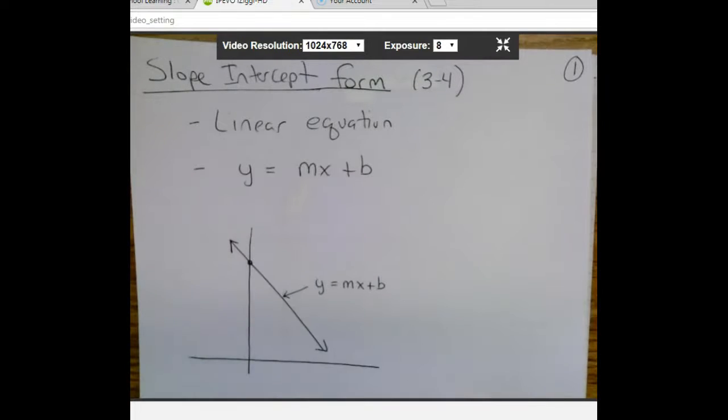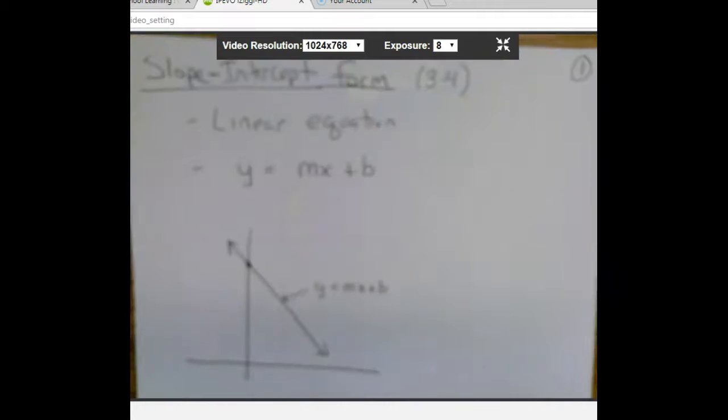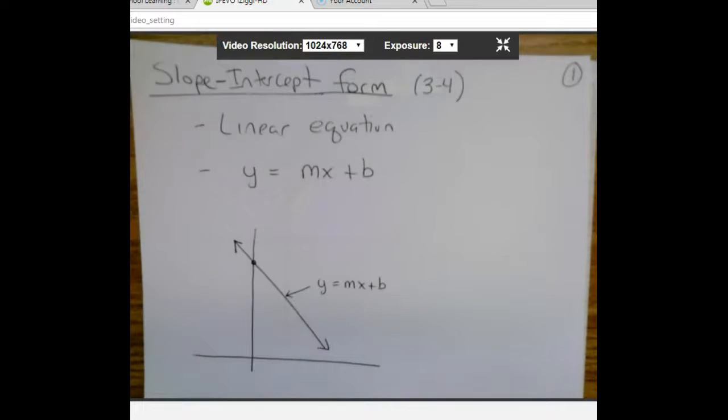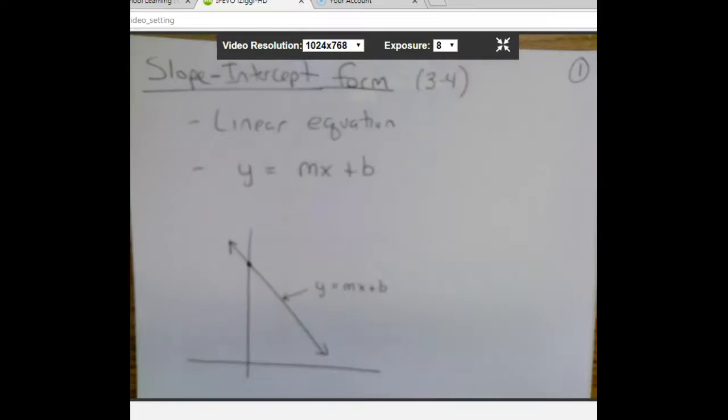Okay. There's certain ways that mathematicians categorize or write an equation. There's lots of different ways. And we're going to look at this slope-intercept form. Usually there's a little dash in there. Okay. And so the standard form, they call it like the general way to write the slope-intercept form, is y equals mx plus b.